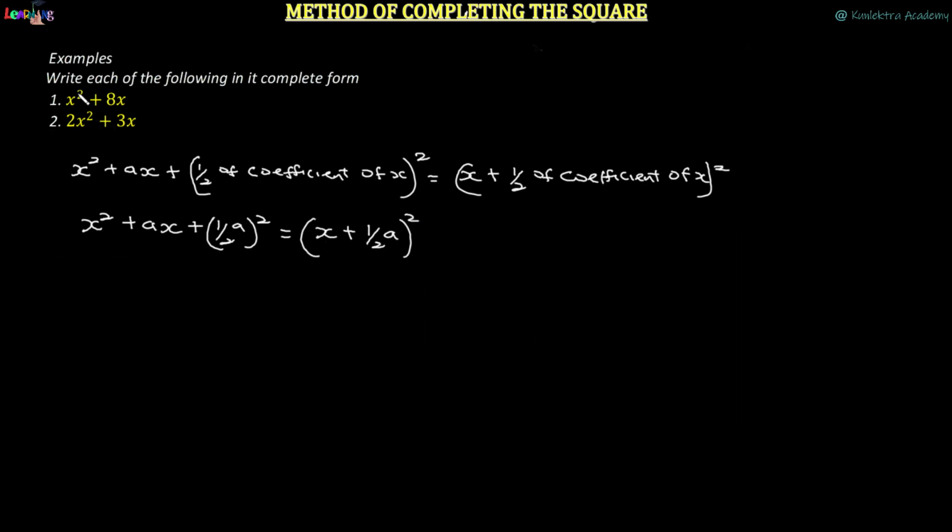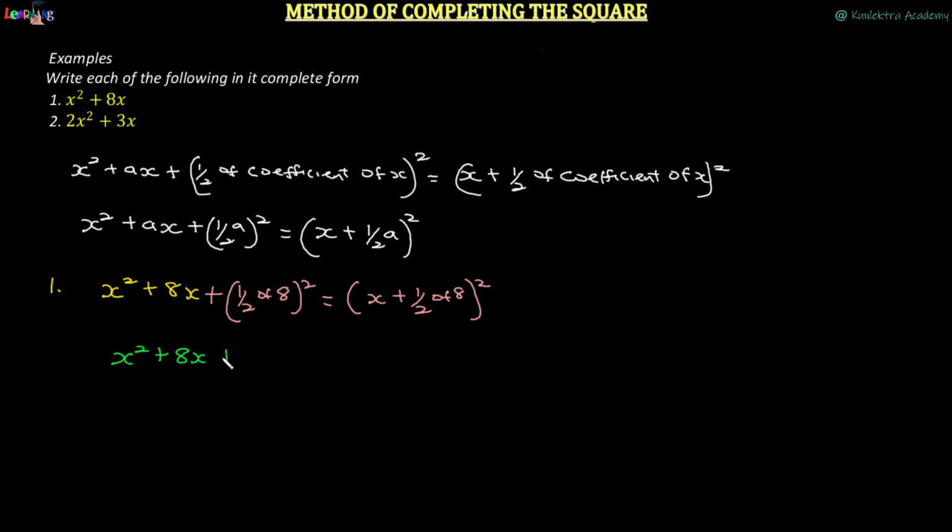Now you understand. Let's take this example one: x squared plus 8x. How can we complete this? From this, you have plus half of the coefficient of x, 8, squared, which will give us x plus half of the coefficient of x, half of 8, squared. Now you have your answer to be x squared plus 8x plus half of 8, which is 4. 4 times 4, that's 4 squared, is equal to x plus 4 squared.